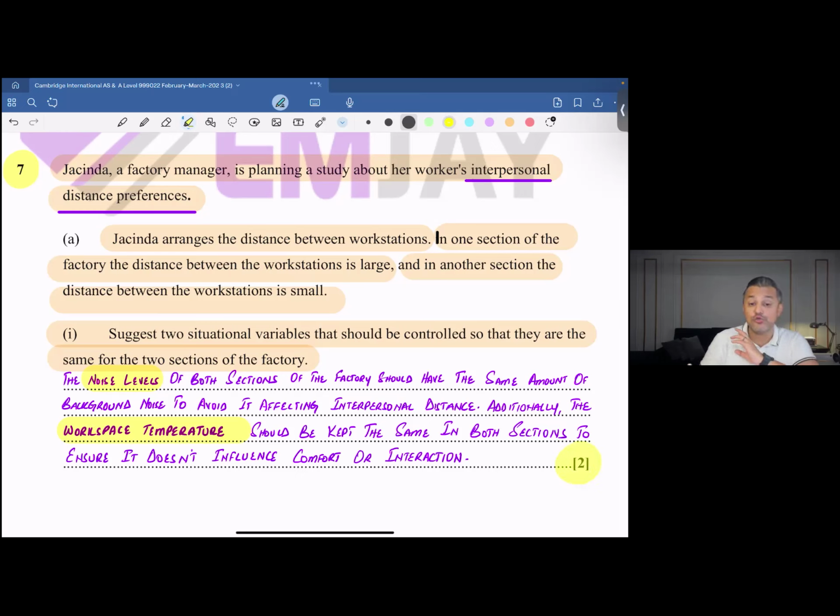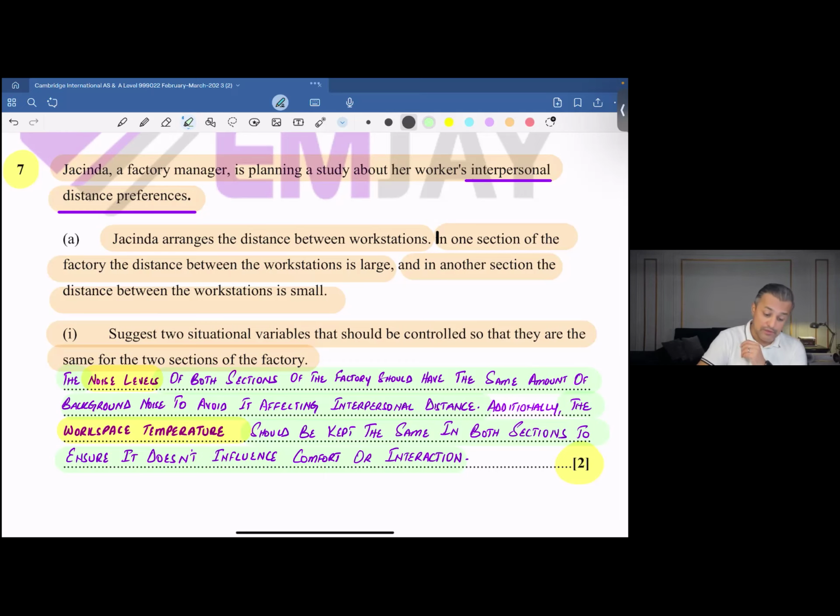Now, this happens to be a 2-mark question, but how do we ensure that we're getting 2 out of 2 over here? The noise levels of both sections of the factory should have the same amount of background noise to avoid it affecting interpersonal distance. Fair enough. Additionally, the workspace temperature should be kept the same in both sections to ensure it doesn't influence comfort or interaction. So the two factors that have been suggested over here are noise levels and workspace temperature.